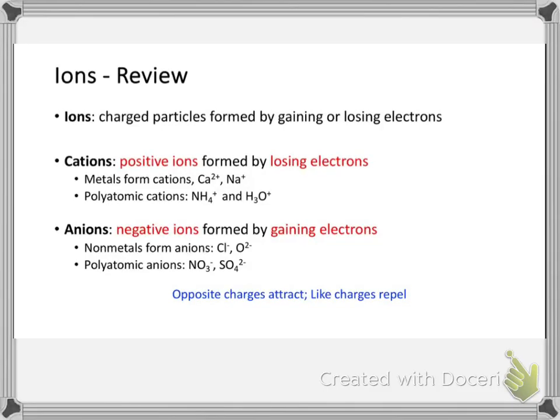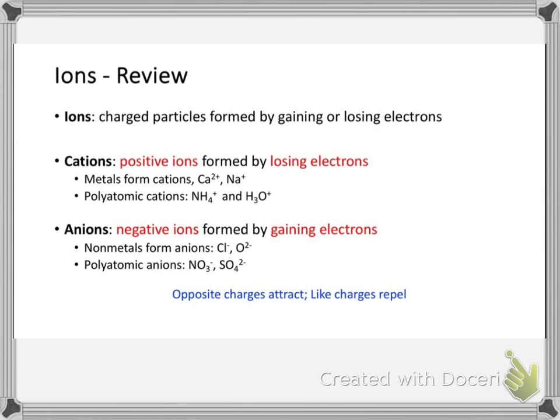So I would like to review the definition of ions and the definition of cation and anion and how they're formed. In a future video, we'll talk about the patterns and how we can predict the ions, specifically for the main group elements. But I just want to review a little bit of the language. So ions, you can see there their definition is they're just charged particles.